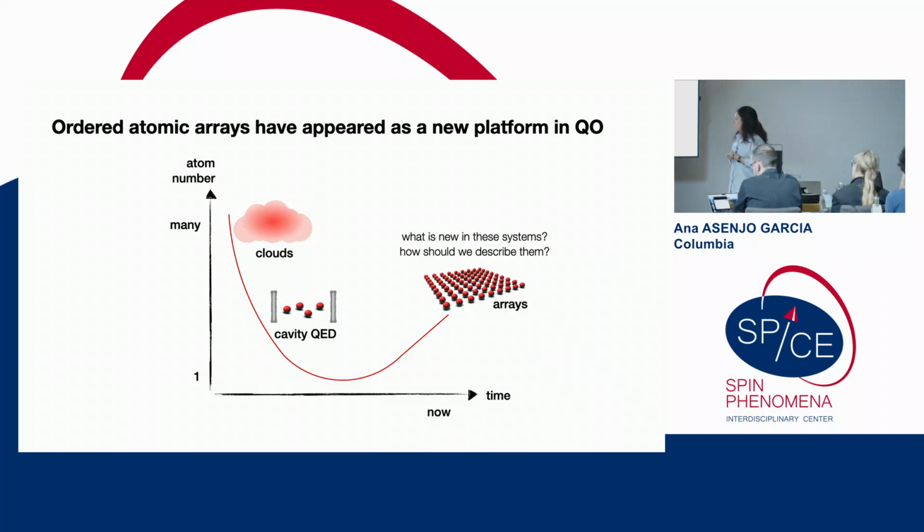But nowadays, people are able to trap atoms into beautiful ordered lattices. And then the natural question is, what is new in these systems? Or maybe we have to look at what was done before, but then what happens in this context of perhaps more modern many-body quantum optics? And how should we describe systems like this one?